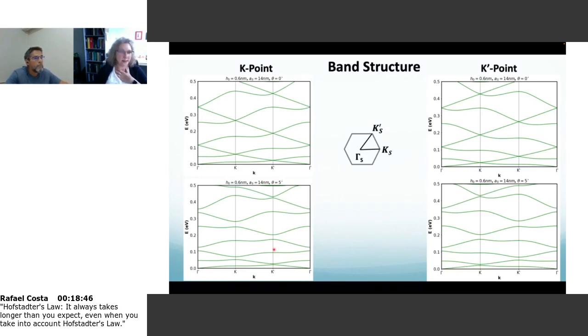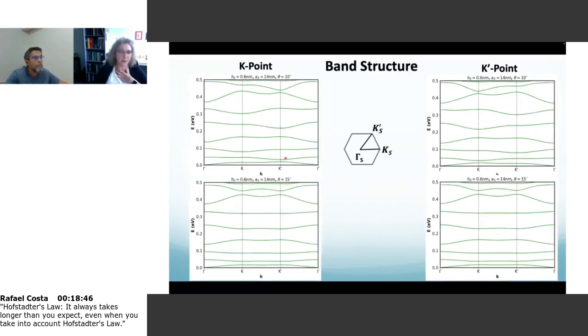I start rotating and the gaps get larger. And when I get to 15 degrees, the gap is the same at both K and K prime point in the superlattice, and this band becomes flat. It's as flat as you can consider this width to be small, okay? But what you see is that you now have a bunch of flat bands that are separated by gaps.